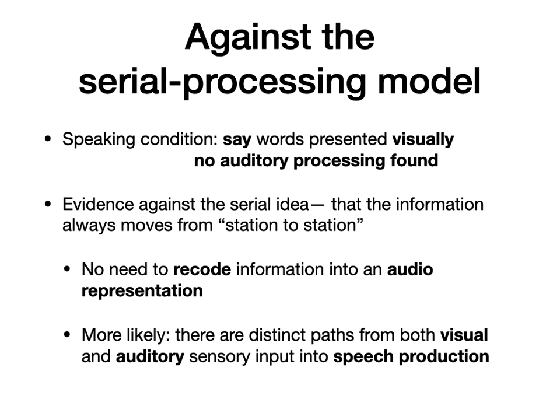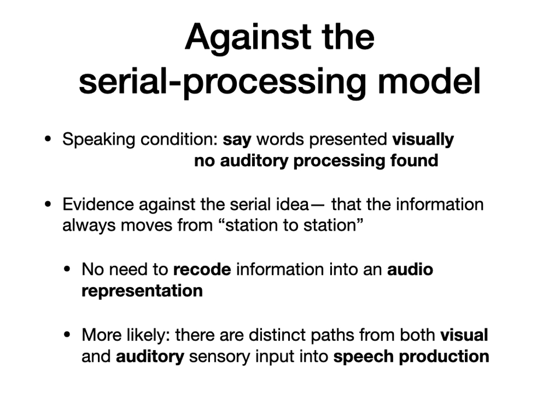But the specific evidence against the serial processing model are things like, in the speaking condition, you say words that are presented visually, and there's no auditory processing at all. Now remember, the serial processing expectation was that it's going to have to hit all of these places, right? The information is going to have to come in and hit everywhere in the chain, because even though it might not be necessary to go there, it still is going to have to go through there, right? The answer is no. It can totally skip all auditory processing, even though you're making people say the word, right?